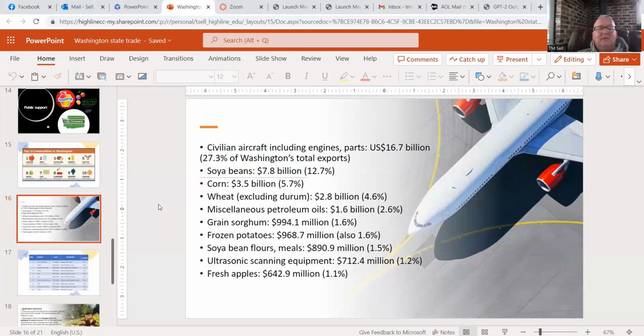French fries. Washington is a leading producer of potatoes in the country, so a lot of those get chopped up and frozen and sent off to Asia again. So that's a big export for us. There is a company that makes ultrasonic scanning equipment, and they sell a bunch of it. And then, of course, apples once again.